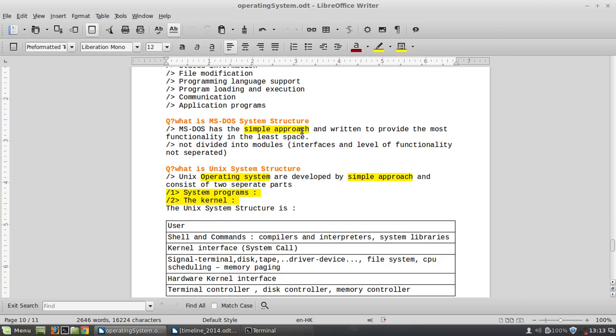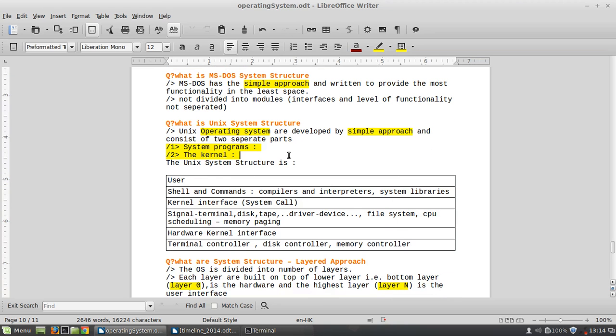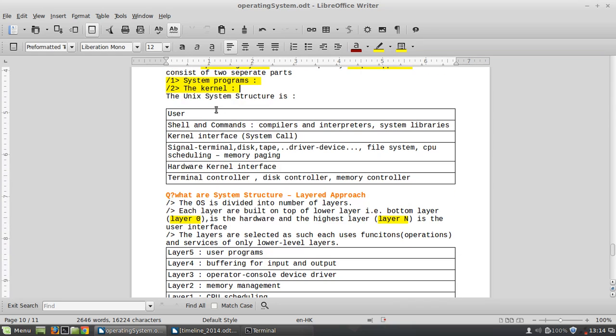So what is the Unix system? It is the second most important operating system, developed using the simple approach principle. The Unix operating system consists of two separate parts, the system programs part and the kernel part. You can check out the whole Unix system structure here.